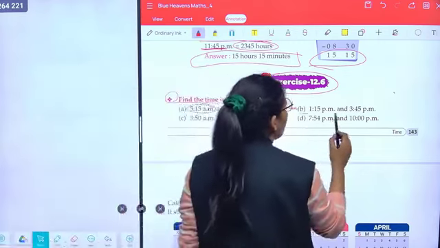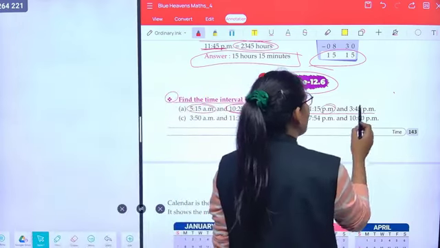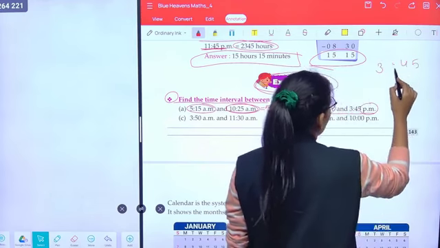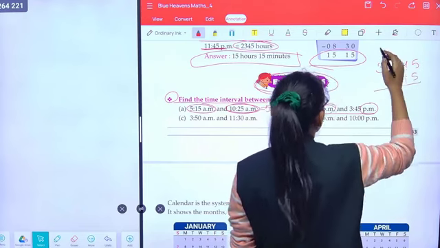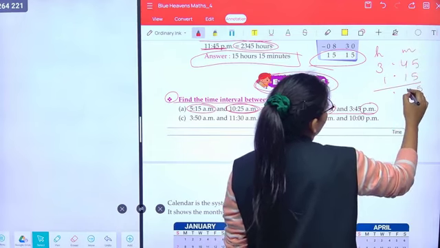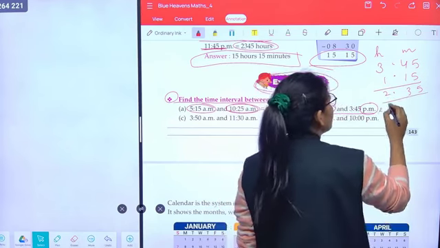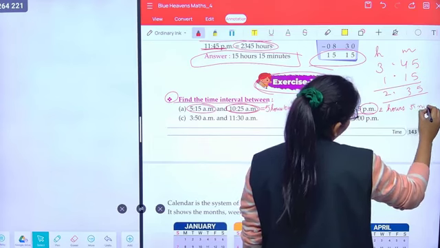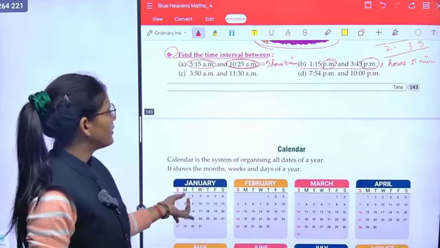Now 1:15 p.m. and 3:45 p.m. Similarly, both are PM. 3:45 and 1:15. Again it is hours and it is minutes. 5 minus 1 is 4, 4 minus 1 is 3, 3 minus 1 is 2. So it is 2 hours 30 minutes. Understand class? Rest of the parts do yourself.